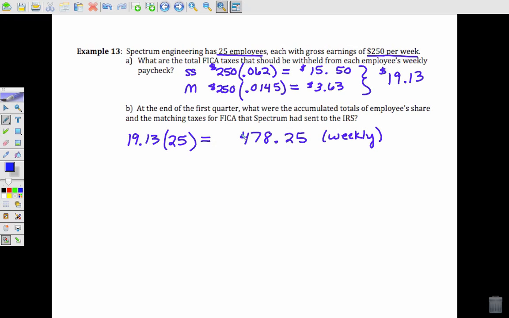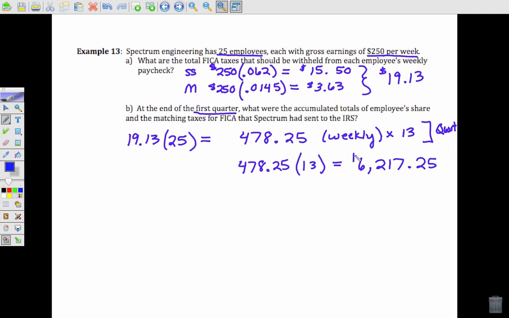Now, if I'm looking at quarterly, in the first quarter, there are always 13 weeks in each quarter. So I need to take that times 13, and that's going to give you quarterly. So $478.25, that's all 25 employees, times 13 weeks. Now that is $6,217.25.